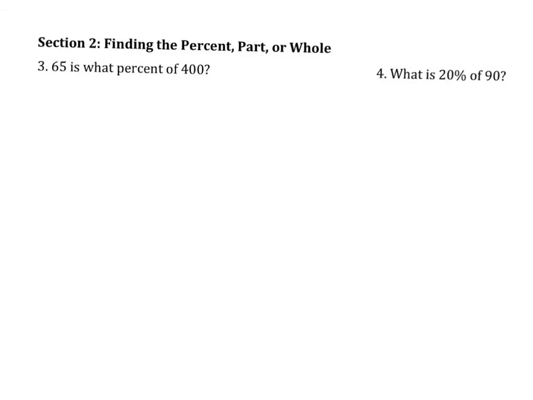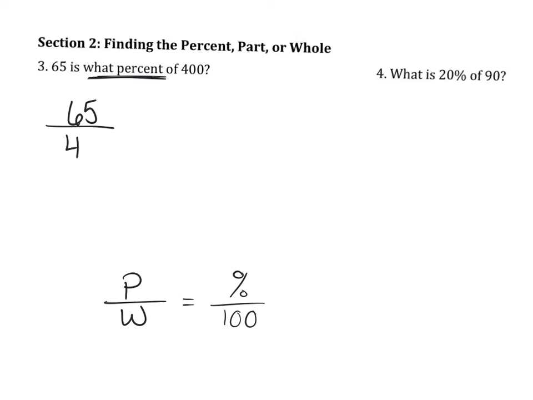Okay, on section 2, you are determining, am I finding the percent, the part, or the whole? So remember, you can set up your ratios as part over whole equals the percent out of 100, or you could create double number lines, whatever makes sense for you. So this first problem says 65 is what percent of 400? I know I'm looking for percent because that's the question. So 65 is what percent of 400?